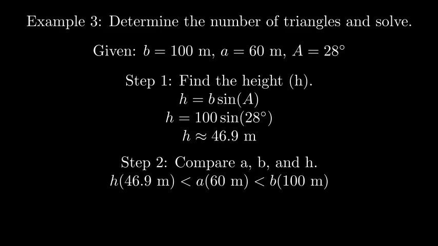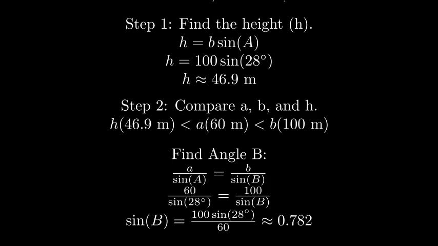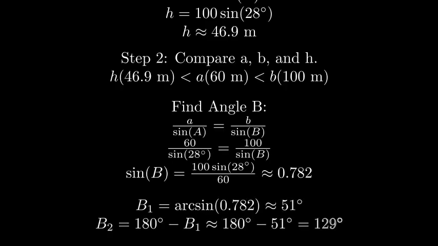Let's start by finding the possible values for angle B using the law of sines. Setting up our proportion, we get sine B equals 100 times sine 28 divided by 60. This gives a value of about 0.782. When we take the inverse sine, our calculator gives us one angle, which we'll call B1, approximately 51 degrees. However, there is another angle in the second quadrant with the same sine value. We find the second angle, B2, by subtracting B1 from 180 degrees, which gives us 129 degrees. Now we have two separate triangles to solve.